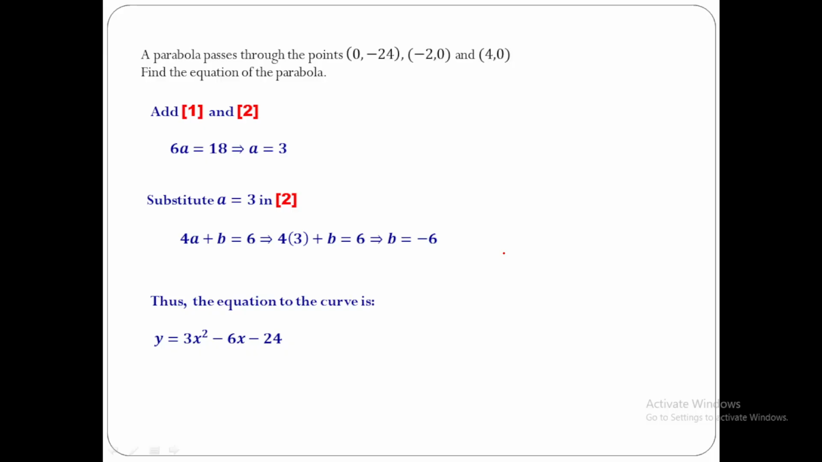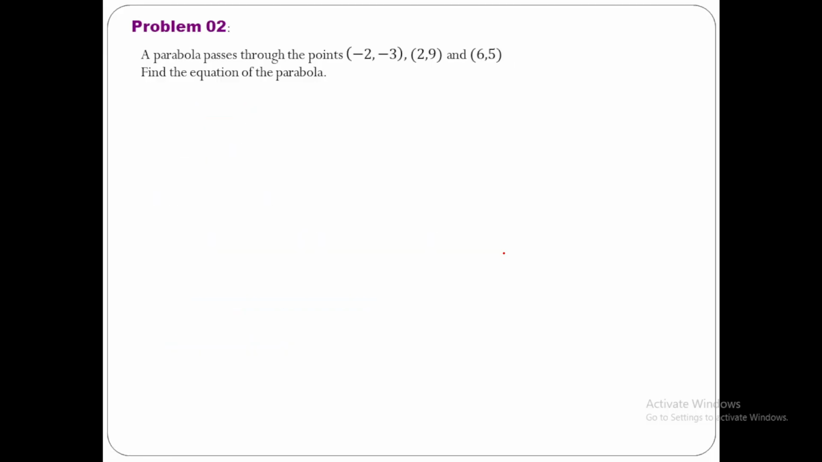Okay, then let's move on to the next question. Problem 2. A parabola passes through the points (-2, -3), (2, 9), and (6, 5). Find the equation of the parabola. Here also we can assume the equation in the general form y = ax squared plus bx plus c.